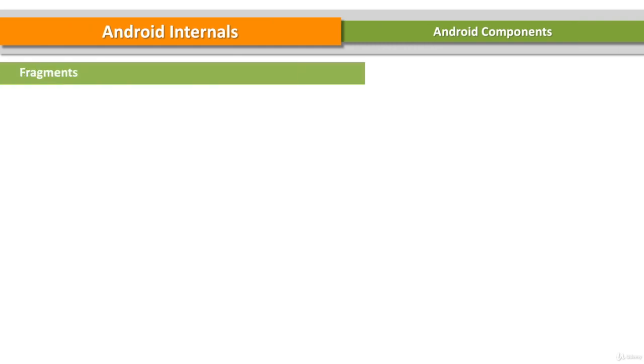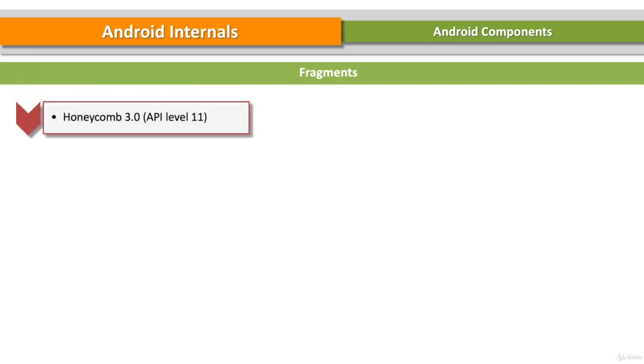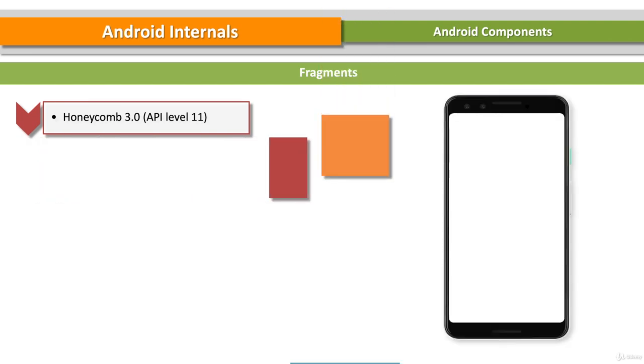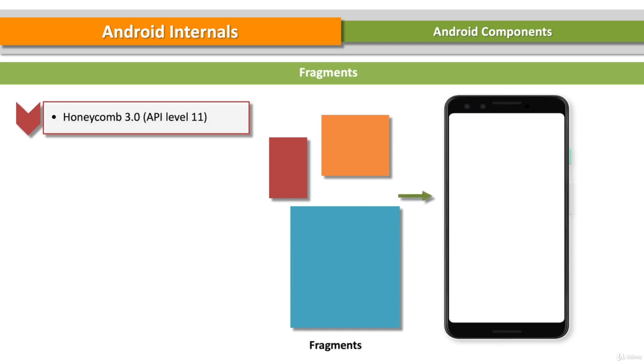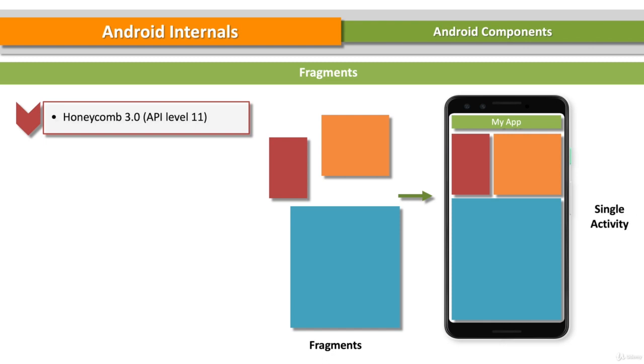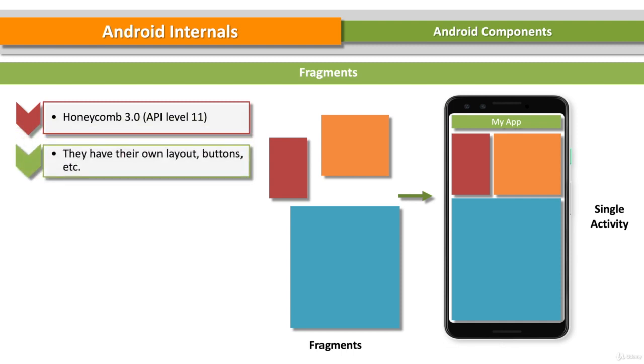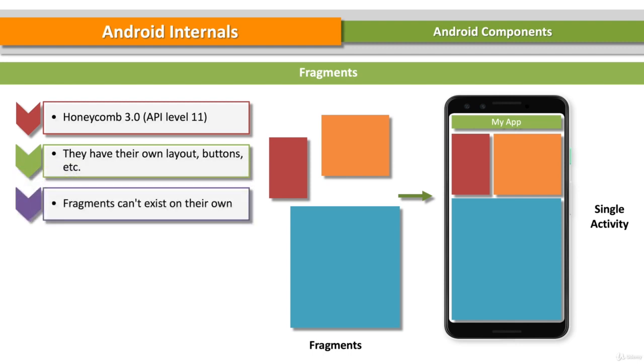A fragment represents behavior or a portion of the user interface within the activity. Fragments were actually introduced in Android with the version Honeycomb 3.0. Fragments are meant to encapsulate parts of the interface to facilitate reusability and adaptation, especially for different screen sizes. Fragments are autonomous entities, and that means that they include all of their required components. They've got their own layout, buttons, etc. However, they must be integrated with activities in order for them to be useful. Fragments can't exist on their own. They have their own life cycle, which is tied to the life cycle of the activities that implement them.